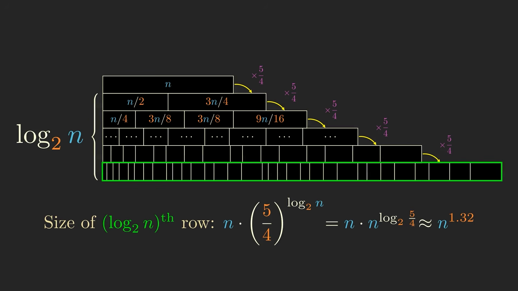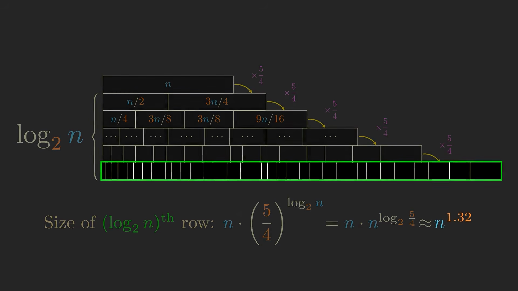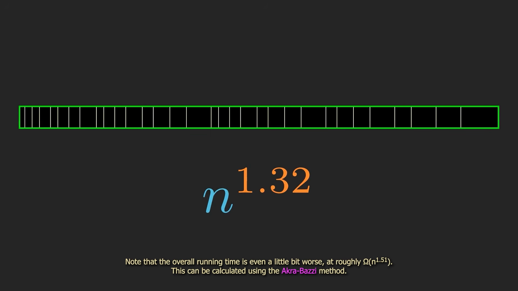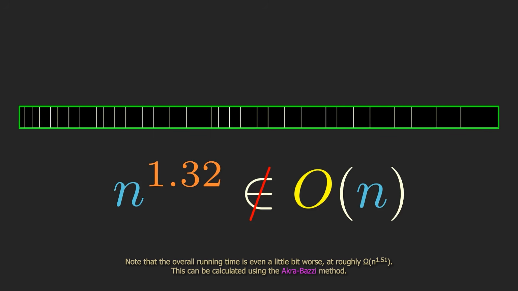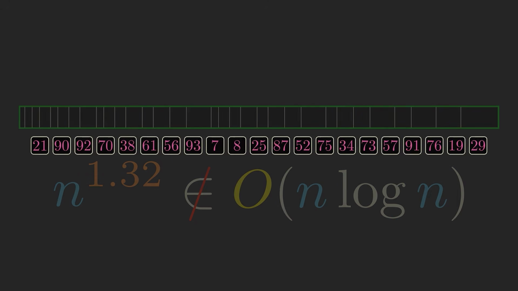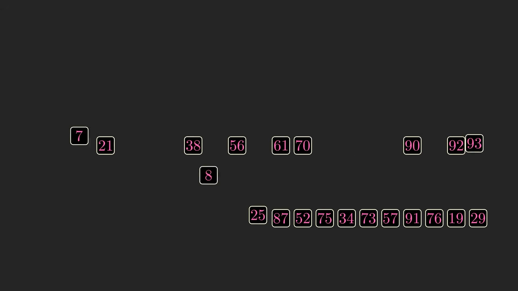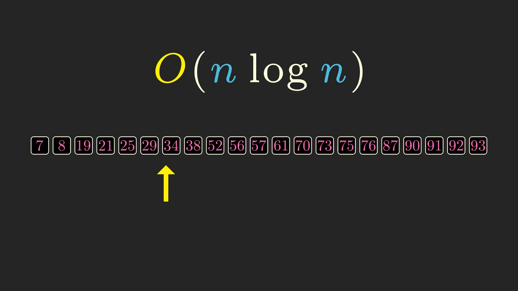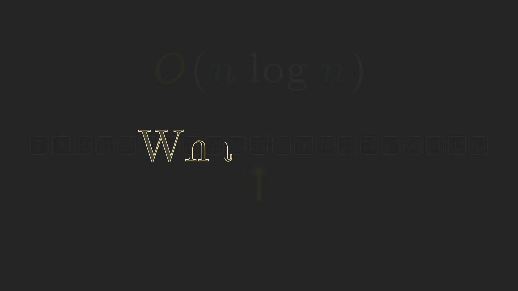The work from just this one row is already proportional to n to the 1.32, which is not only worse than O of n, but it's even worse than O of n log n. We'd be better off just using the naive approach of sorting the list, which we know can be done with a running time of O of n log n. So what do we do?